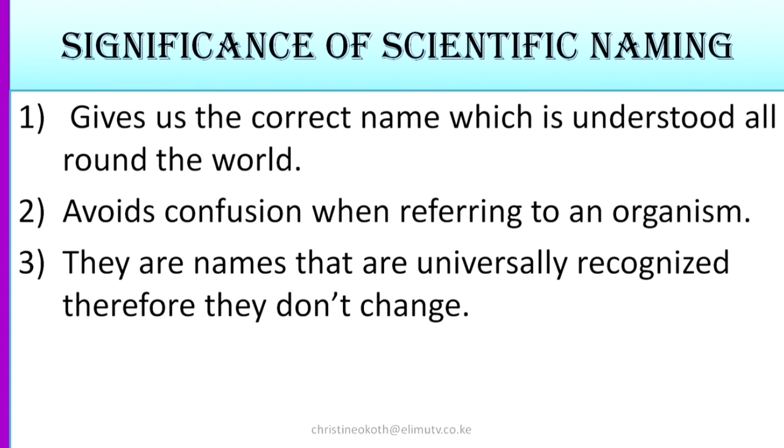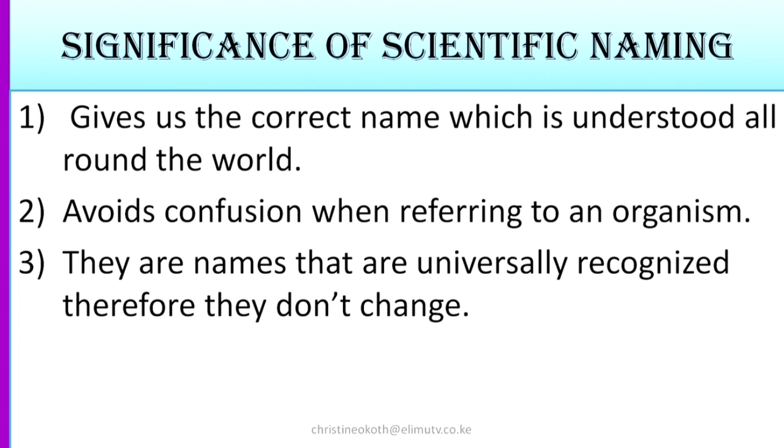Then the second importance of scientific naming is that it avoids confusion when you are referring to an organism. For example, you can know two organisms using the same common word. But when you narrow down to scientific naming, no two organisms can have the same name. Maybe the genus name can be the same. For example, in the Panthera family, we have Panthera leo and Panthera onca. The genus is the same, but when you narrow down to the species, they have to be different.